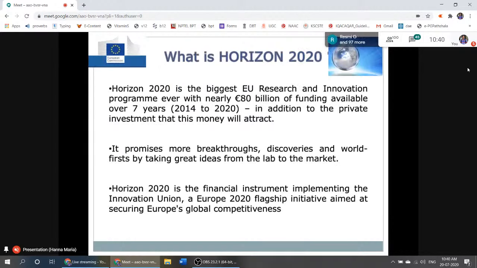What is Horizon 2020? Horizon 2020 is going to be over this year. Horizon 2020 was formulated in 2014, a 6-year program, mainly to strengthen Europe. Horizon 2020 promises breakthroughs and discoveries. They do fantastic work. They fund fantastic projects under the European Union 2020 program. So the 2020 program is going to end this year.